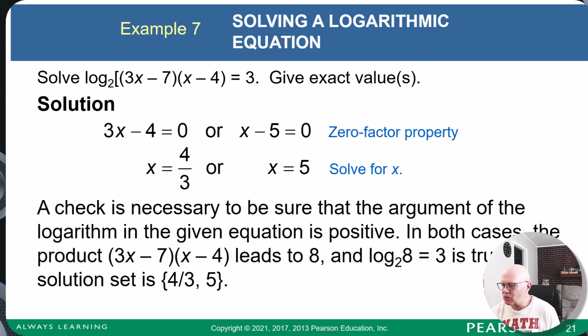However, it does work. The first one leads to 8. Second one leads to 8. And that is definitely true. This says the exponent of 2 will have to be a 3 to give you the 8.